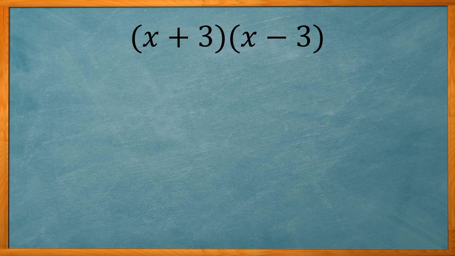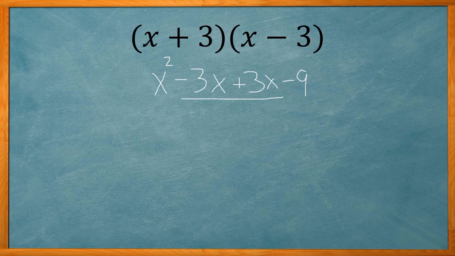In this one, we have x plus 3 times x minus 3. So here we're going to do the same method. We're going to start with x times x gives us x squared. x times negative 3 gives you negative 3x. 3 times x gives you positive 3x. And 3 times negative 3 gives you negative 9. So here we get negative 3x plus 3x. That's going to add up to 0, basically eliminating the x term in the middle, leaving us with just the x squared minus 9.